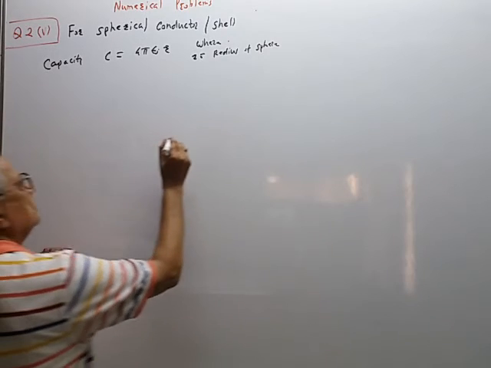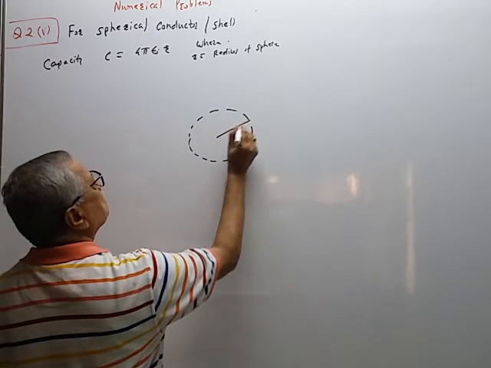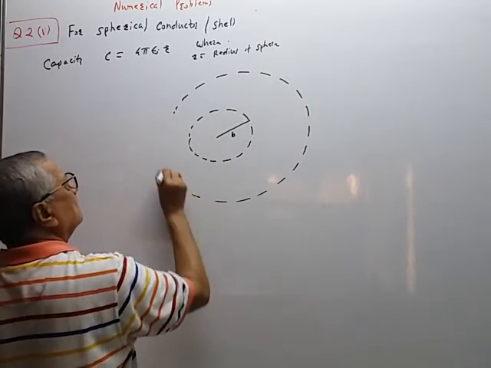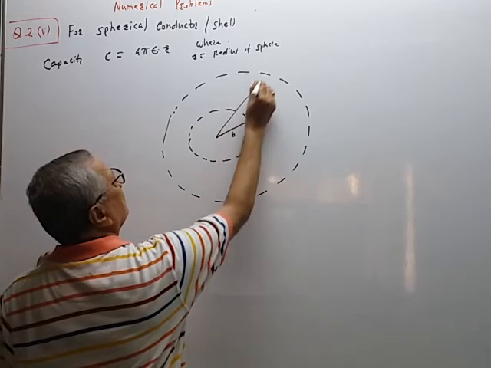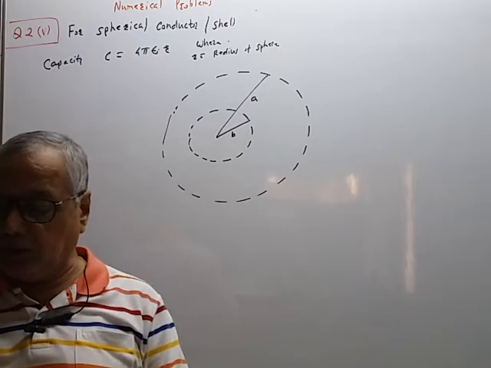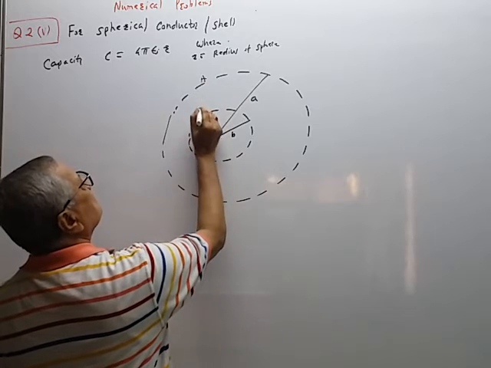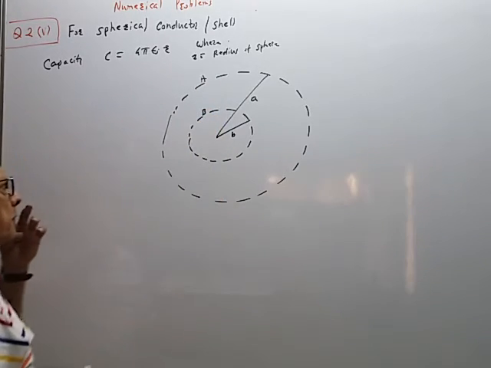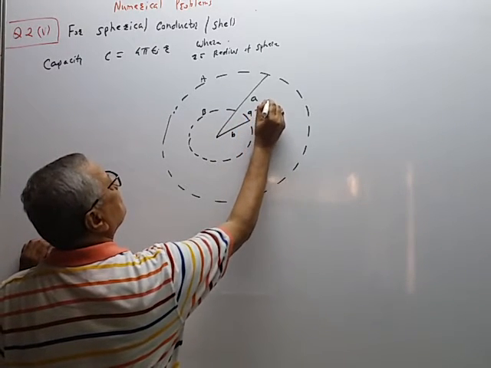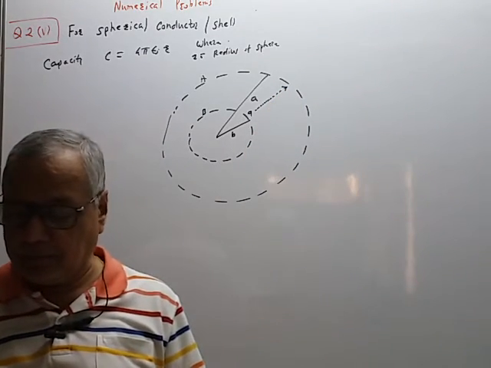Now our problem is this. Initially the spherical shell has radius b. Now it is expanded to radius a. So radius increases from b to a. Say this is outer sphere A, this is inner sphere B, and this is the charge Q. So the charge Q is moved to the new sphere like this.